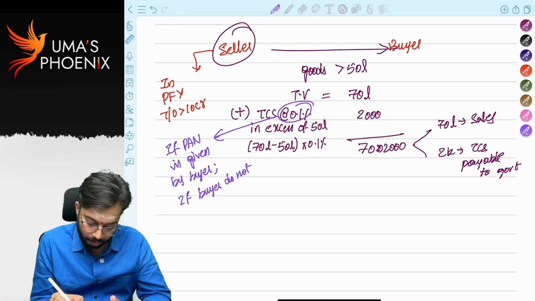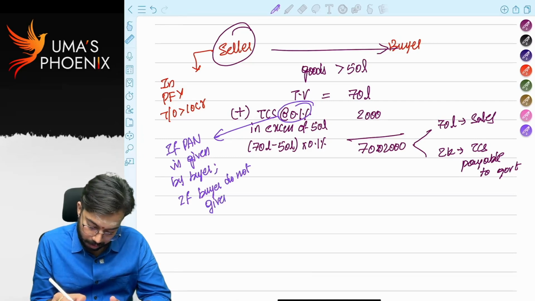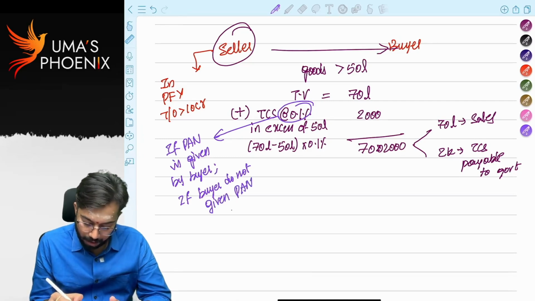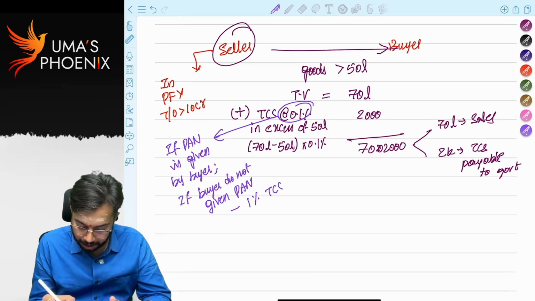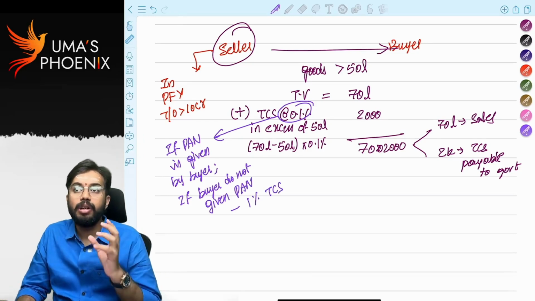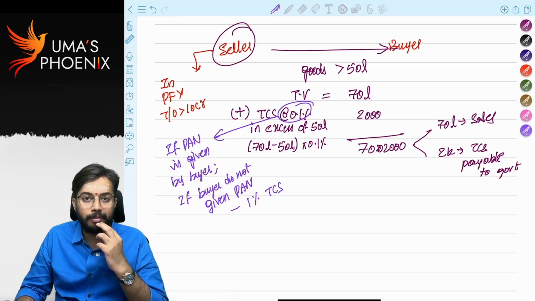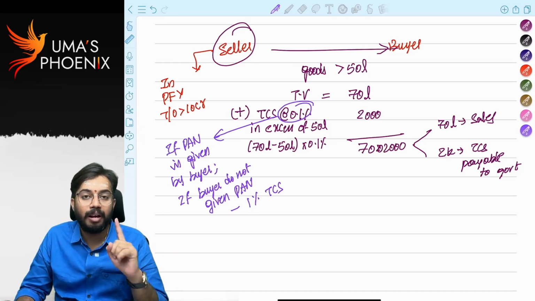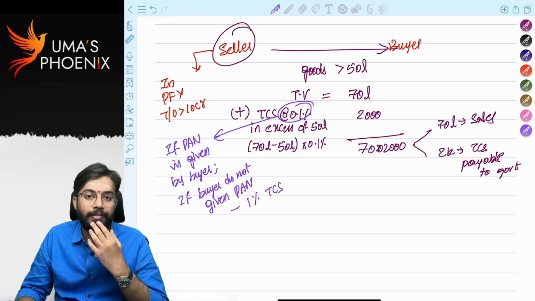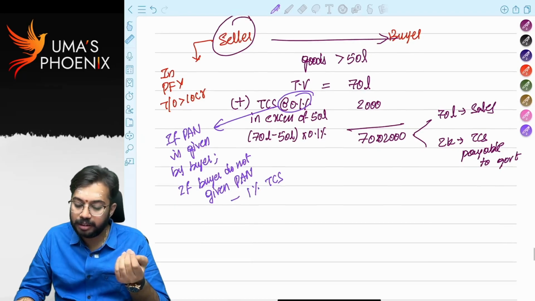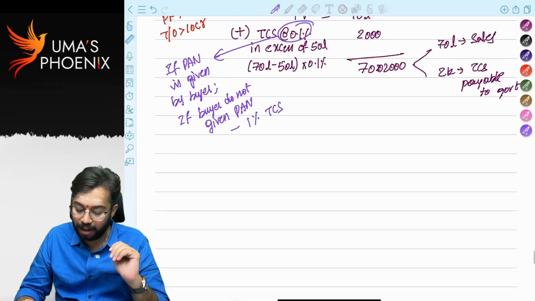then 1% TCS will be collected. Are you able to understand? So if the buyer gives PAN, 0.1% TCS in excess of 50 lakhs will be collected. If the buyer does not give PAN, 1% TCS in excess of 50 lakhs will be collected. Are you able to understand? This is all about section 206C(1)(h).